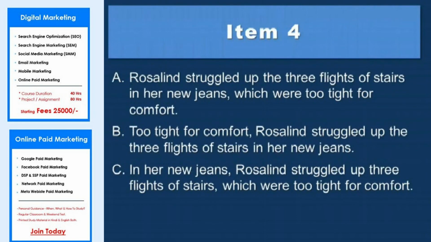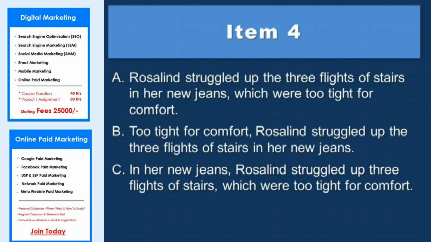Question number 4 coming up now. "Rosalind struggled up the 3 flights of stairs in her new jeans, which were too tight for comfort." Now we need to understand there are 2-3 things which are being discussed. Rosalind is the one who's struggling up the 3 flights of stairs. And what is tight? It's her jeans which are too tight. So statement A sounds good.